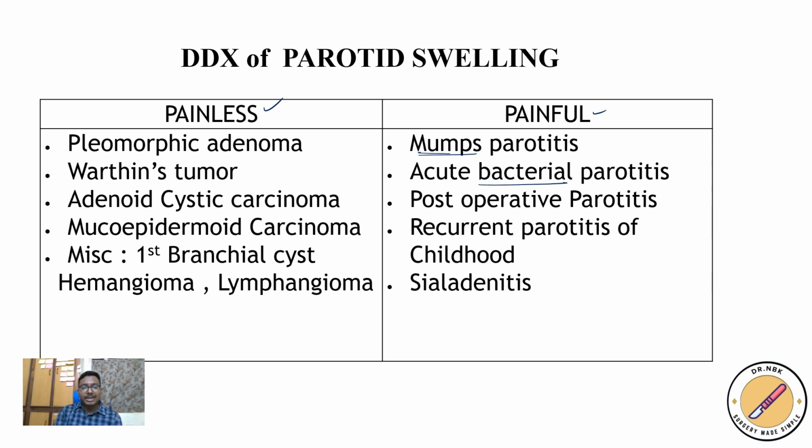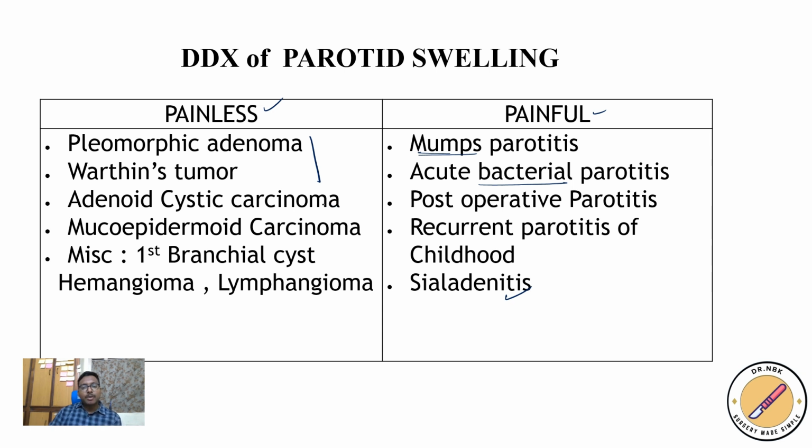In ICU patients, where oral hygiene is not maintained properly, it can lead to postoperative parotitis, which is more commonly bilateral. Then recurrent parotitis of childhood and sialadenitis. These are the common painful conditions. Now, what are the painless conditions? They are mainly benign tumors like pleomorphic adenoma and Warthin's tumor, or malignancies in an early stage like adenoid cystic carcinoma or mucoepidermoid carcinoma.